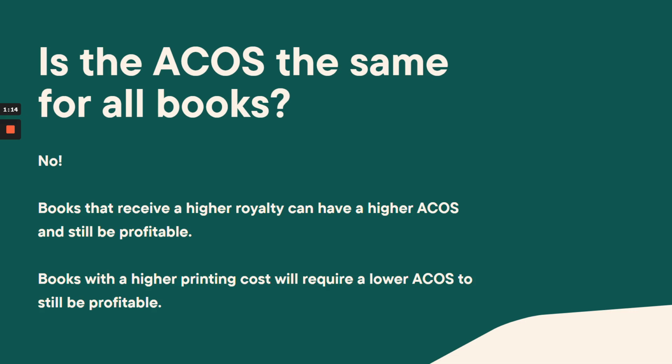Another thing as well is that books with a higher printing cost will also require a lower ACOS to still be profitable. These are really important things to look at. You can't look at the ACOS of one book to another as exactly the same because there are so many different factors that affect it. But I'm going to show you later on in this video just how we can measure how well our ACOS is performing for every single specific book.